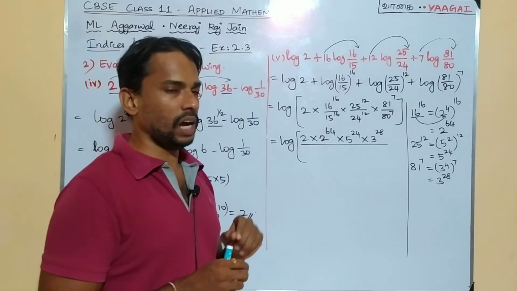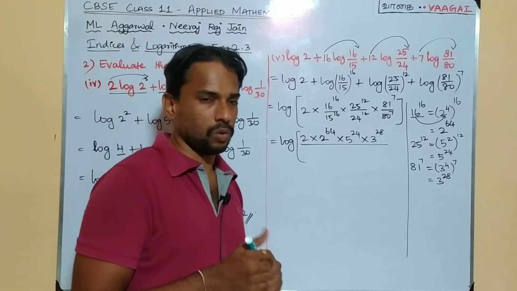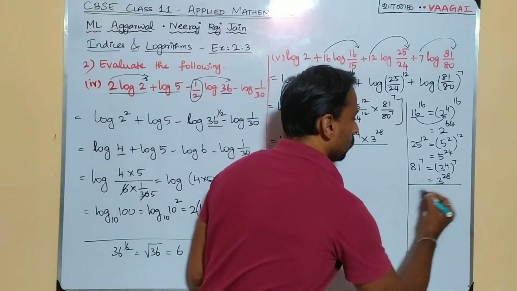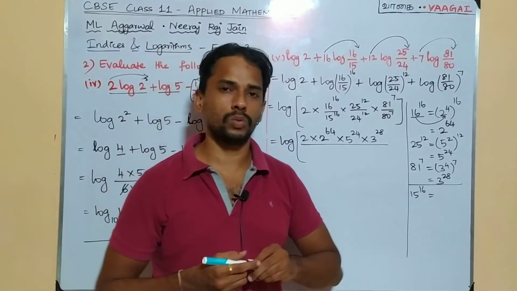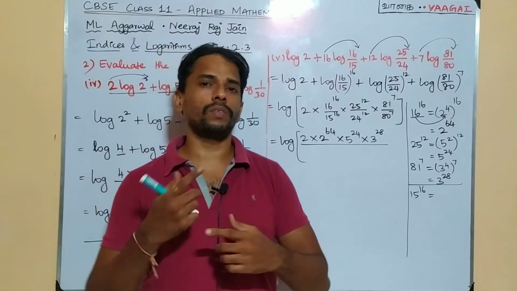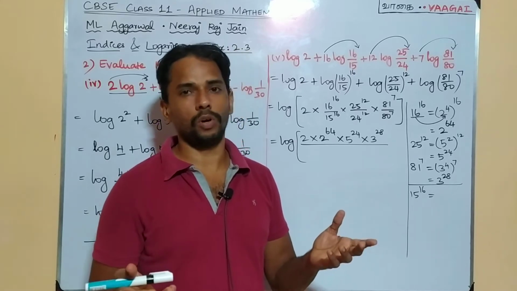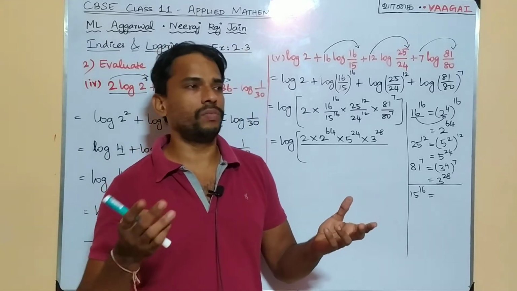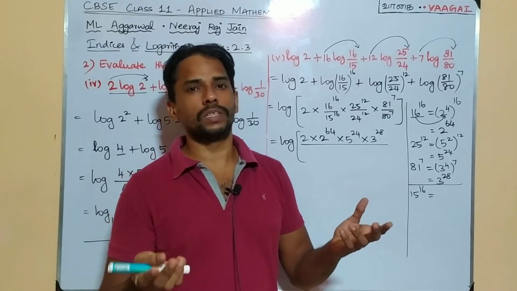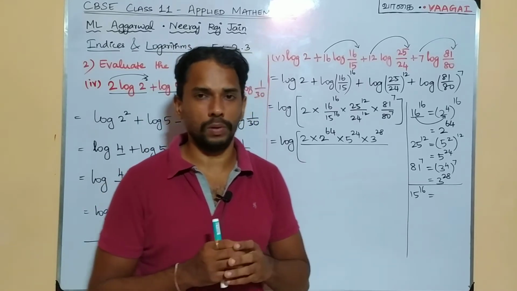So here we have 15 power 16. Let's come to the denominator numbers. 15 power 16. Now what about this 15? This 15 can be written as what? Can you write 15 as a power of some other number? No, not possible, right? You can't write 15 as 2 power something, 3 power something, or 4 power something. It is not possible.